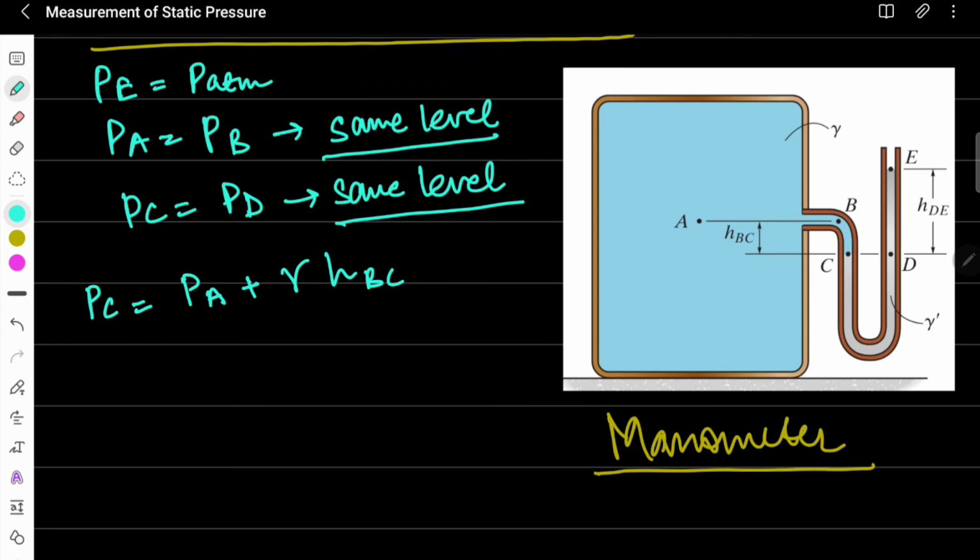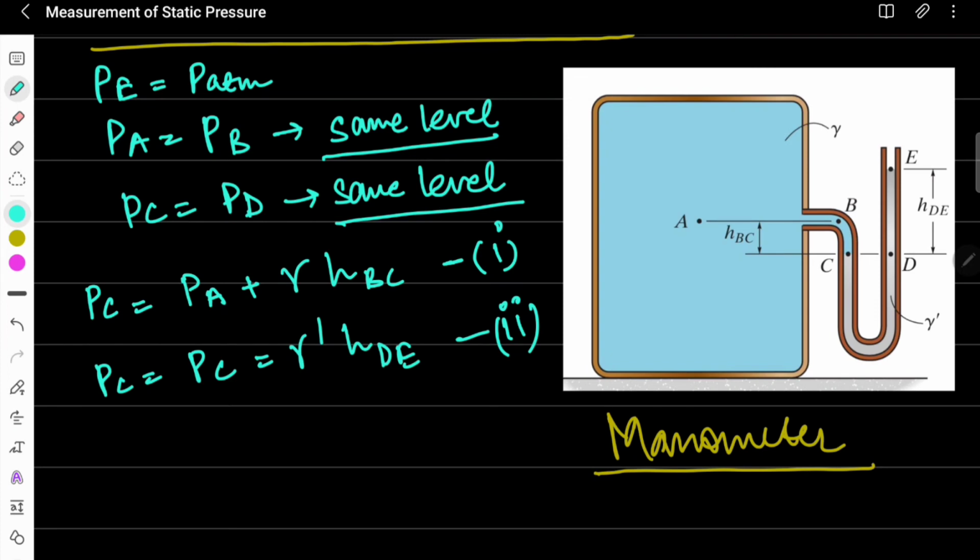Similarly, we can write the pressure at C, which is also the pressure at D, as we noted down here, equal to gamma dash multiplied by HDE. As we are measuring the gauge pressure, the atmospheric pressure here is zero, so this height is HDE multiplied by the specific weight of the fluid which is filled up in this tube. Let's take this equation as 1 and this equation as 2.